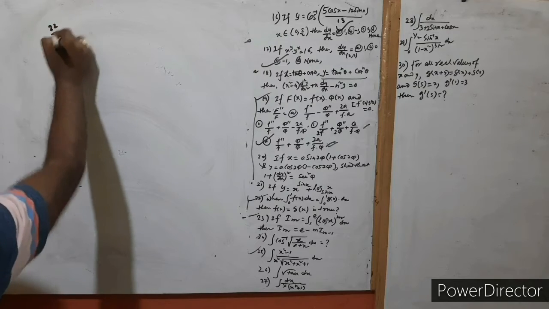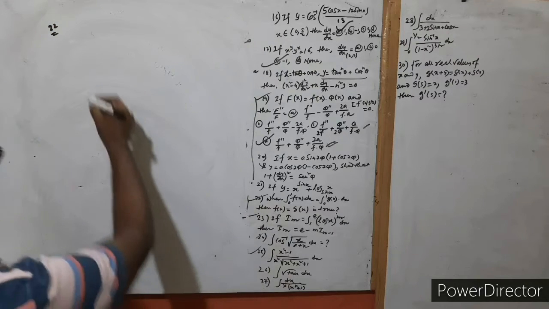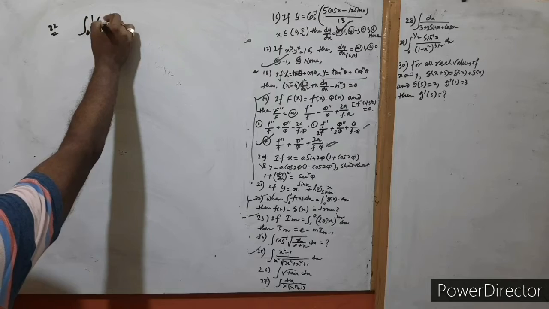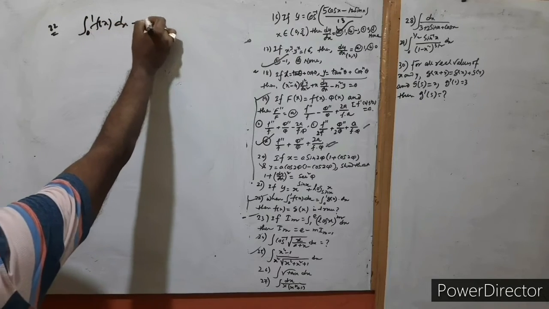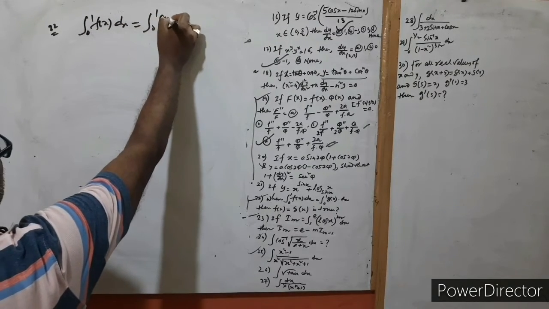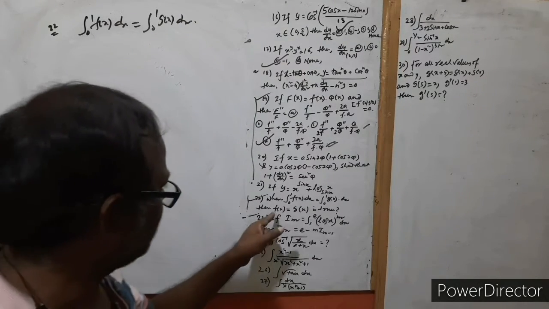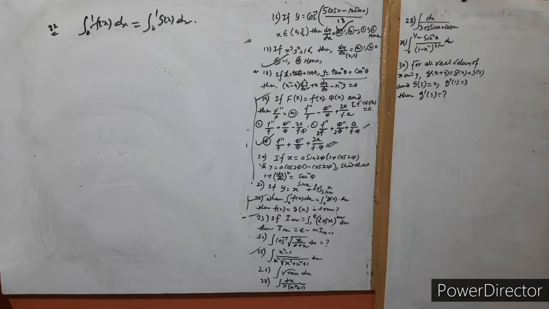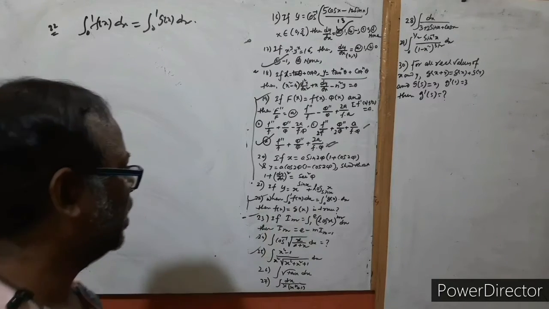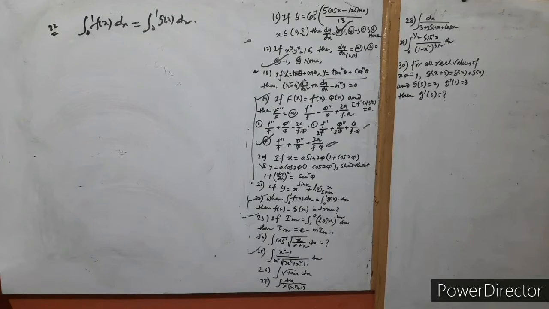This is question 22. It is given that the integral from 0 to 1 of f of x dx and the integral from 0 to 1 of g of x dx are equal. The question is whether the functions are always the same or not. According to me, we have to show that it is not possible that when the integrals are the same, the functions are always the same.